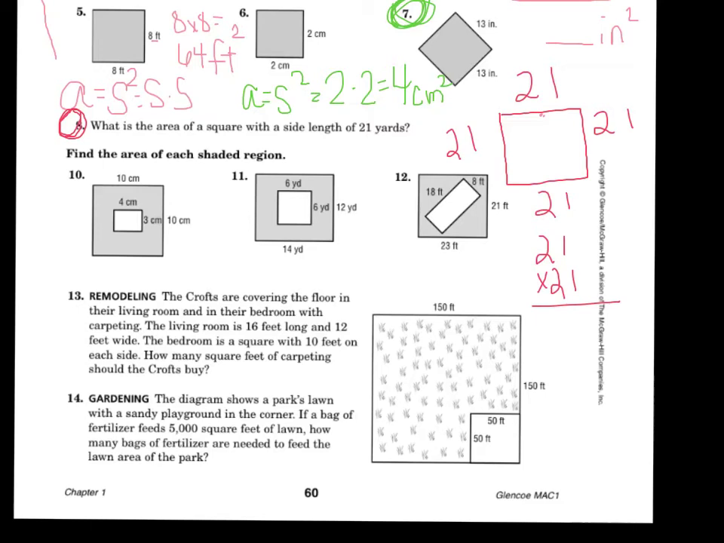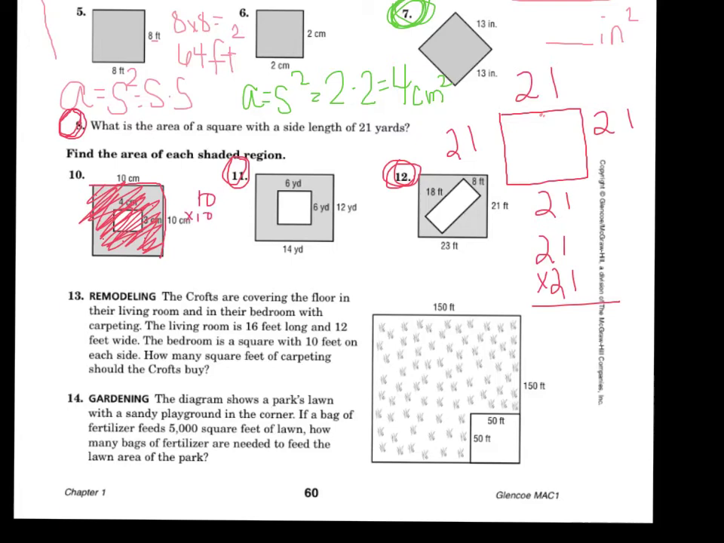I'm only going to show you on one, and then you're going to do 11 and 12 on your own. So watch very carefully. On number 10, we're only going to find the area of the shaded part. And when you do that, you find the area of the whole thing. Just pretend that it's one solid square of the outside. So 10 times 10.